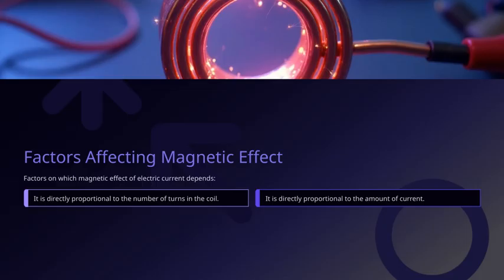It's important to see how these two factors, number of turns and current, work together to influence the strength of the magnetic effect. Understanding these factors helps us control and optimize magnetic fields in various electrical devices. So, whenever we're designing electromagnets or motors, adjusting these parameters is key to achieving the desired magnetic strength.